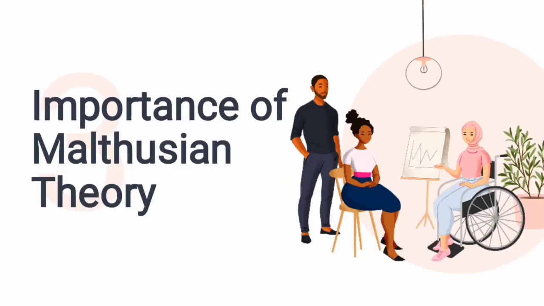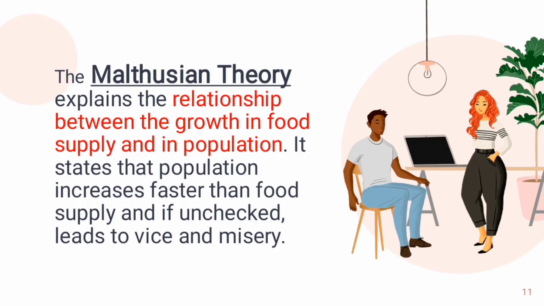So now, let's talk about the importance of Malthusian theory. Bakit nga ba importante yung Malthusian theory at bakit nga ba importante na pag-aralan natin ito? So Malthusian theory explains the relationship between the growth in food supply and in population. It states that population increases faster than food supply and if unchecked, leads to vice and misery. So, alam naman natin na kung ano yung Malthusian theory.